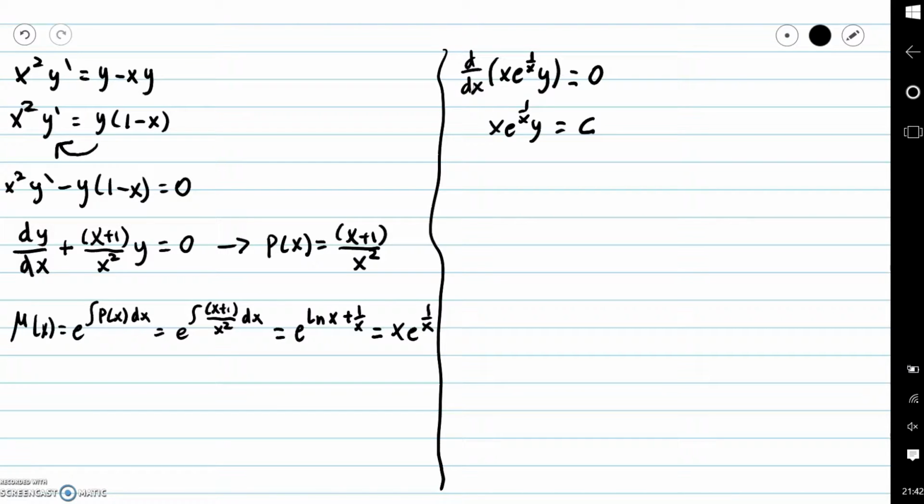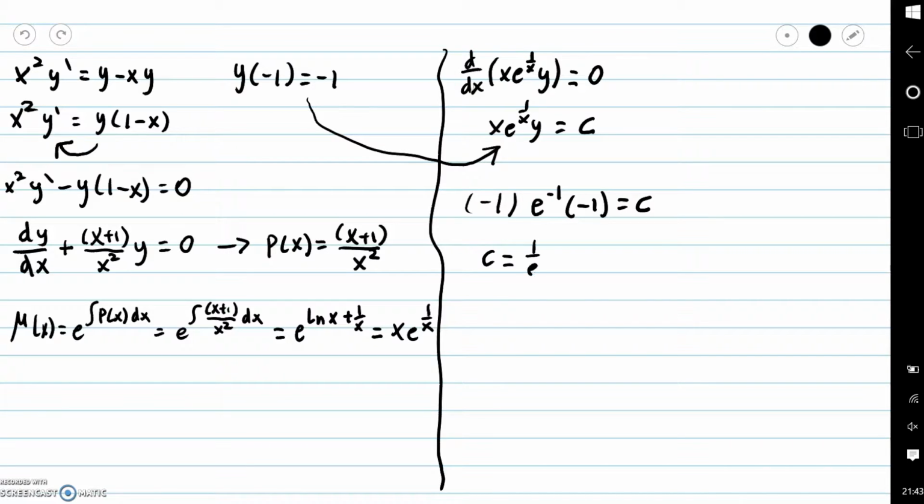Integrate the right side of the function. From the question we know that y(1) equals negative 1. We use this information to reveal the constant c. From this we know that c is 1 over e. So the final form of the y function is 1 over x e to the power of 1 plus 1 over x.